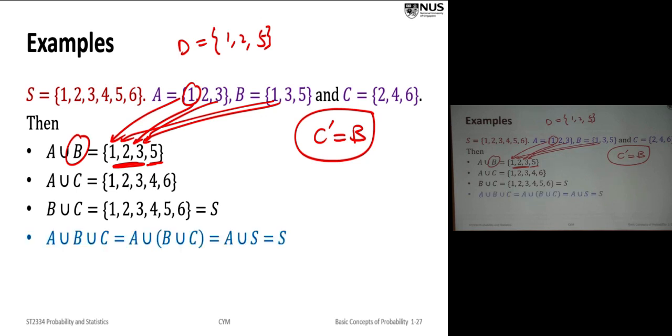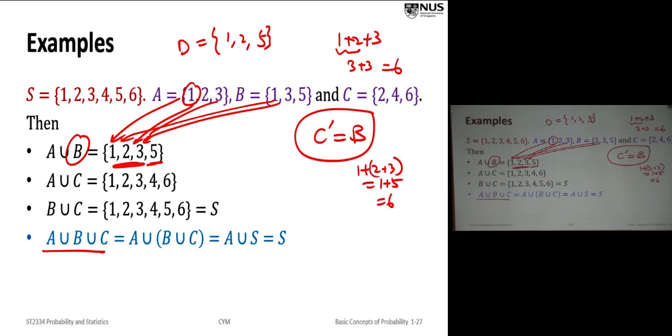Then A union B union C. Now, by the way, this is also important. We have two operations. You can either do A union B first, and then union C. Just like 1 plus 2 plus 3. You can either add 1 plus 2 first, so it's 3 plus 3, which is 6. Or alternatively, I can do 2 plus 3 first, so it's 1 plus 5, which equals 6.